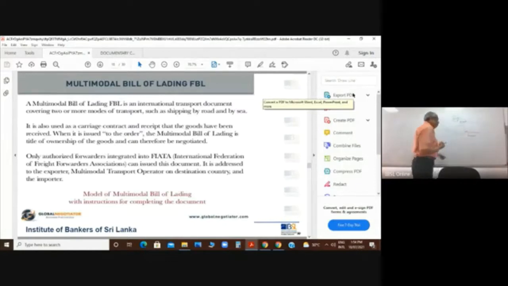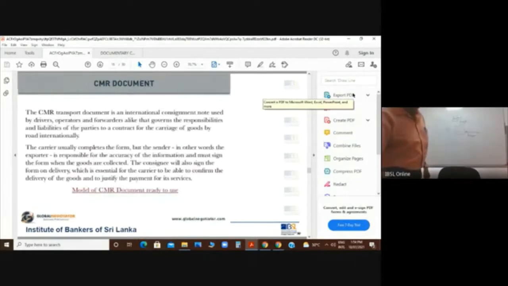Multimodal transport. More than one mode of transport. This we call multimodal transport document. CMR document is if the transportation is by trucks or overland, the document we issue is CMR.